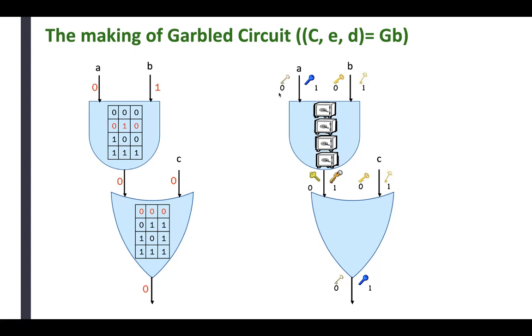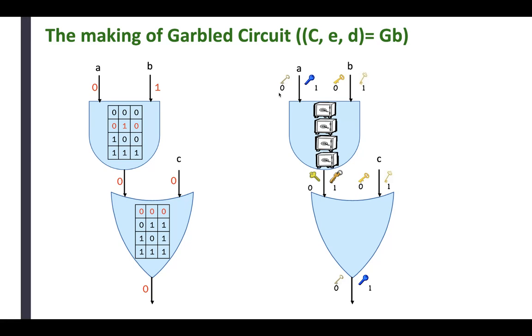Similarly, we are going to lock the second box, and this time we are going to use the left key from the first wire and the right key from the second wire, because it's a 0-1 combination. Then the third box is going to be locked using the right key from the first wire and the left key from the second wire, because this corresponds to the 1-0 input combination. And in a similar way, the last box will be locked using the right keys from both the wires. So this is how we are going to lock the boxes.